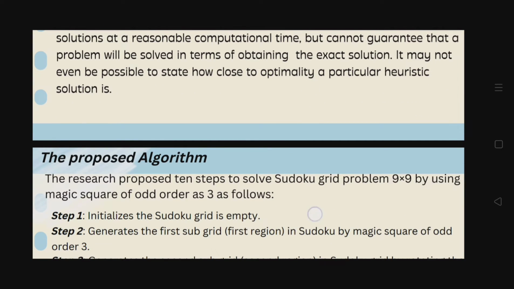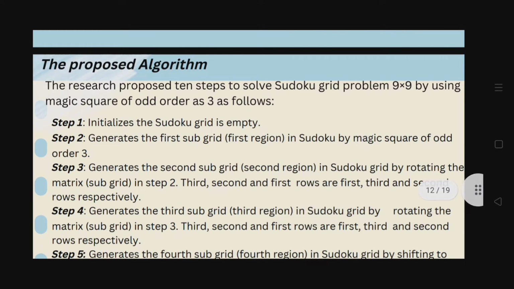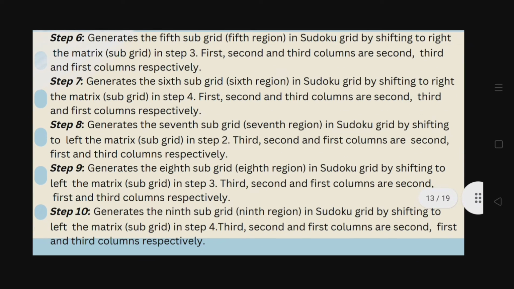So, here is the proposed algorithm of my study. The study proposed 10 steps to solve the Sudoku grid problem, a 9 by 9 grid, by using a magic square of odd order 3, as follows. So this is from step 1 to step 10.